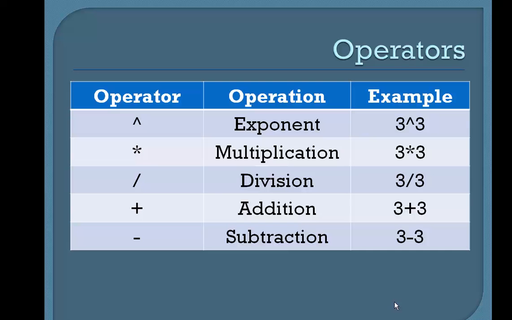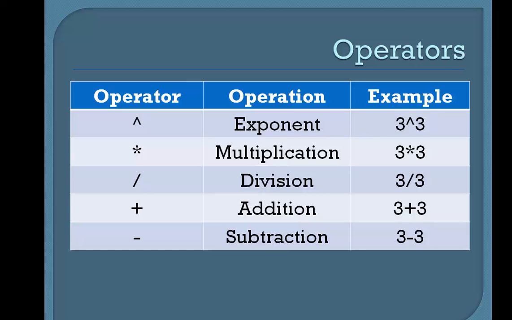Remember that Excel, just like in math, does its operations in a particular order, and it's the order of operations. These are the operators that they use in Excel. You have your exponents, which use the caret, so be 3 to the power of 3. Multiplication, 3 times 3. Division, 3 divided by 3. Addition, 3 plus 3. And subtraction, 3 minus 3. And remember, in Excel, all of these would begin with an equal sign.